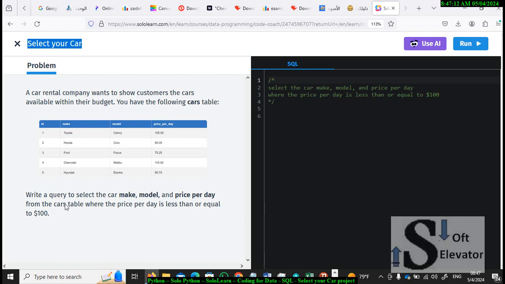Write a query to select the car make, model, and the price per day only, not the ID column, from the cars table where the price per day is less than or equal to $100. Just show or select the cars whose price per day for rent is less than $100.